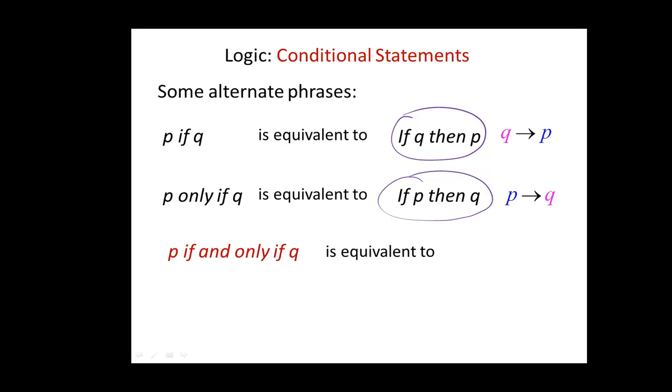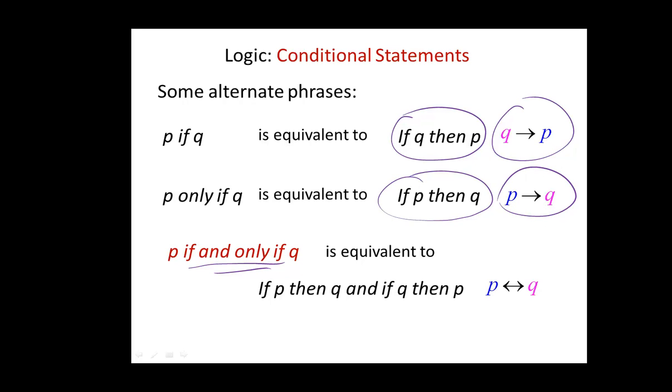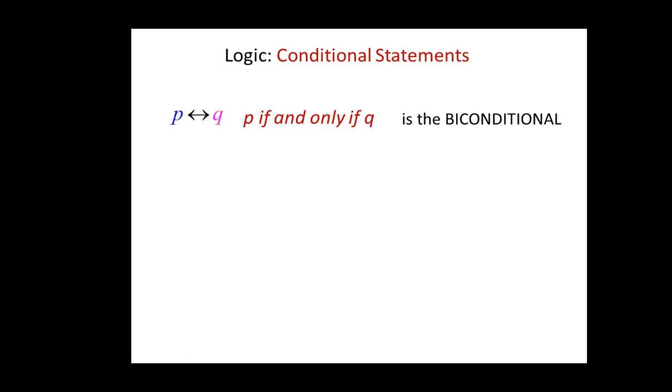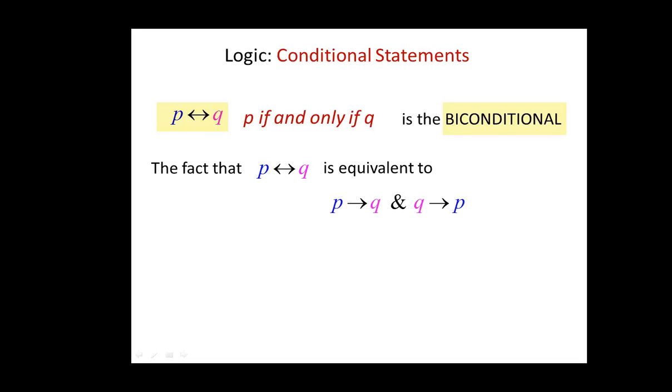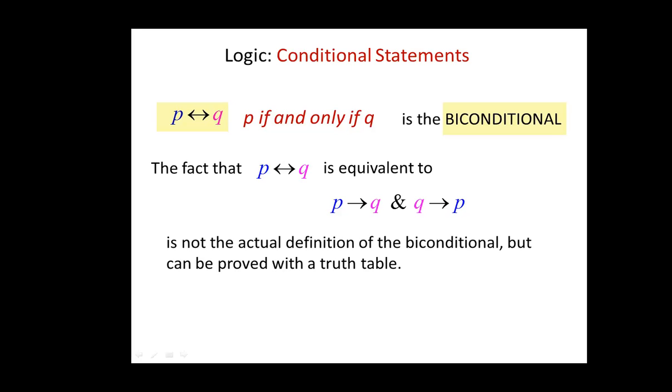We can combine these to P if and only if Q, and that's really the two statements above combined together with and. So that's if P then Q and if Q then P, and now we have this new symbol, and that is called the biconditional. The fact that it's equivalent to P implies Q and Q implies P, that's not actually the definition, but that's something that we could prove.